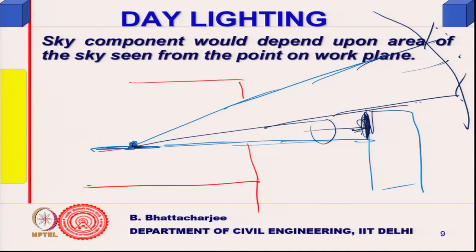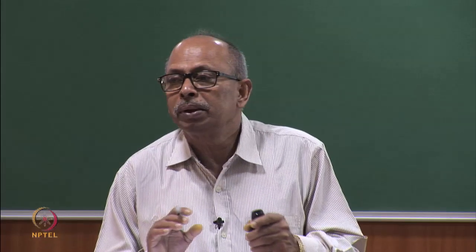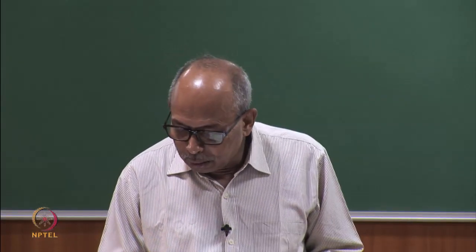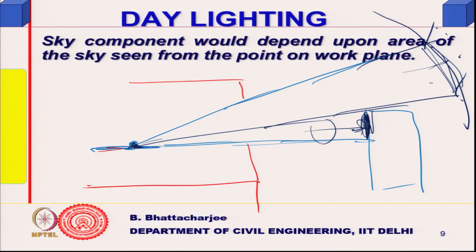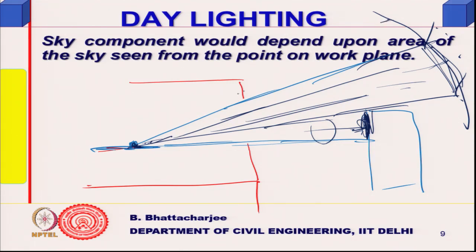If I place my eye here, whatever portion of the sky I am able to see will contribute to the sky component here, or illumination due to the sky brightness, because this area will act as a source, and light will come to this point from this area only. Beyond this area it will not contribute, because nothing can be seen from this point.